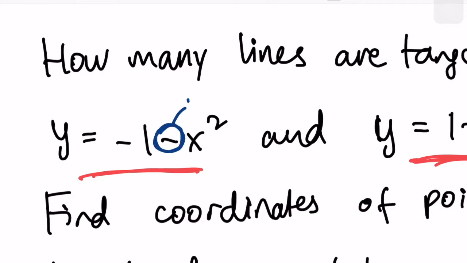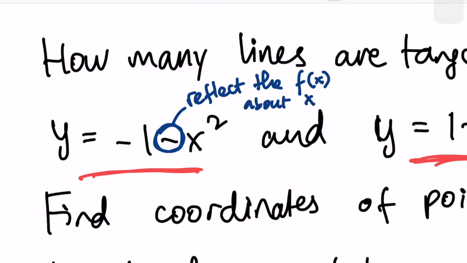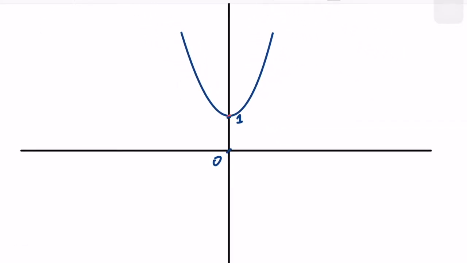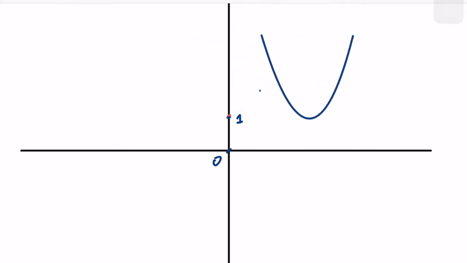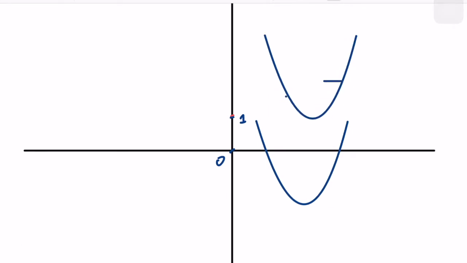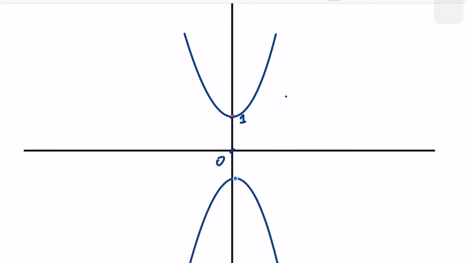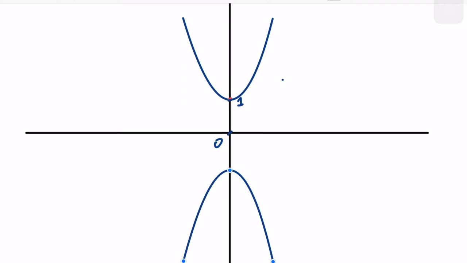The negative means we need to reflect the function about the x-axis. That will result in, let me take this and make a copy. Let's imagine that it is our parabola. So this will be -1. So we move 1 unit downwards from the vertex.